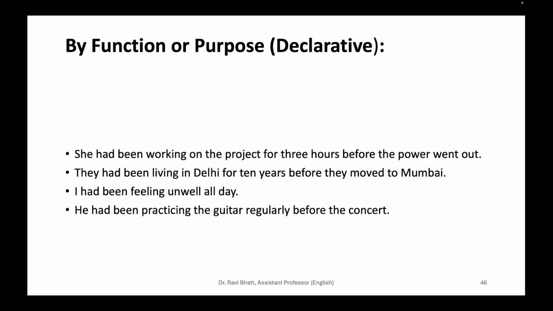So, like I said, we're referring to an ongoing action in the past that was not completed, and some other action that had happened. There is an action of the power going out, and there was an ongoing action of a person who had been working on the project. So, she had been working on the project for 3 hours before the power went out. They had been living in Delhi for 10 years before they moved to Mumbai. I had been feeling unwell all day, and he had been practicing the guitar regularly before the concert. Now, these are declarative sentences.